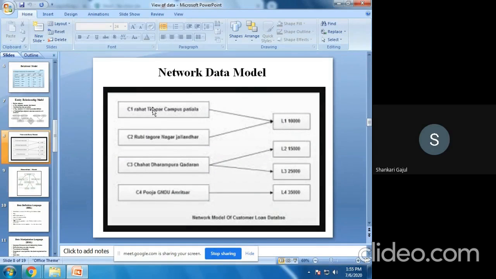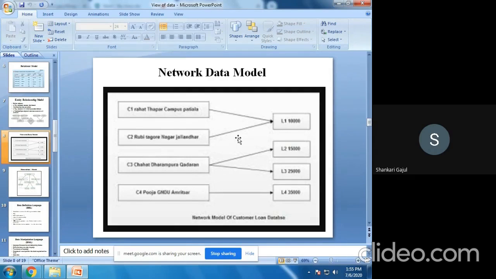So on the left hand side, this column is the customer database. Okay, and on the right hand side, this is the loan relation or the loan database. So loan consists of the loan number as well as the balance amount. Now the customer consists of the customer name, customer address as well as the customer ID. So two tables are there, the customer and the loan database.